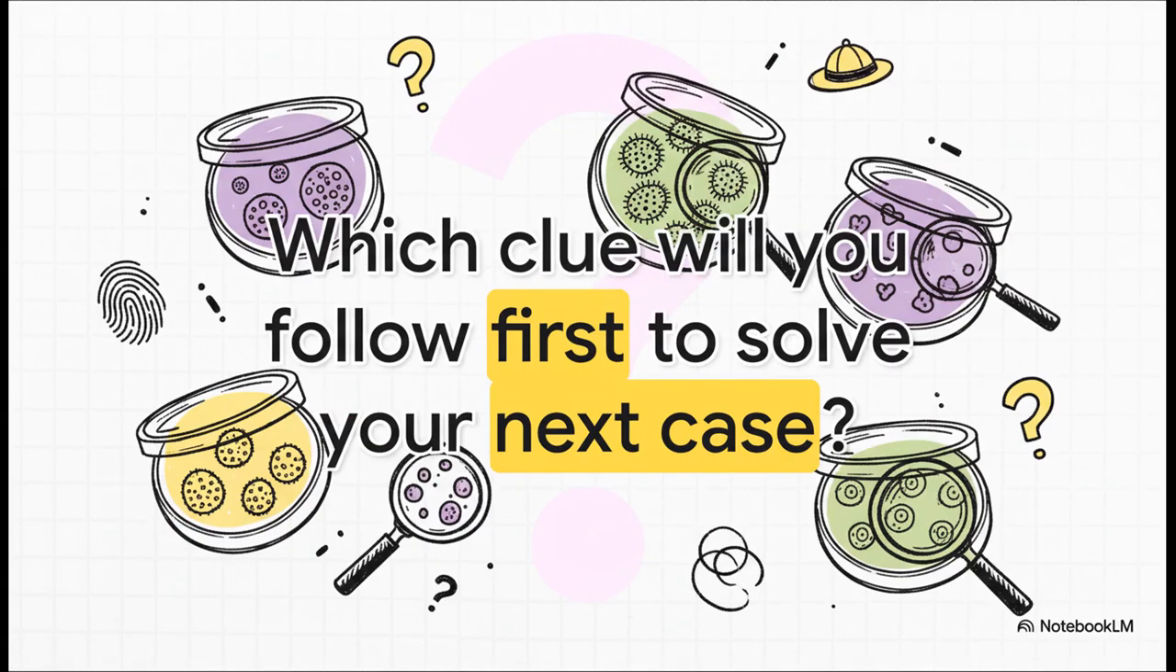So there you have it, the foundational toolkit of a clinical microbiologist. Now you know how to set the scene, how to choose the right tools, and how to read those critical first clues. So the next time you're faced with an unknown pathogen, which piece of evidence, which color, which temperature are you going to use to crack the case wide open?